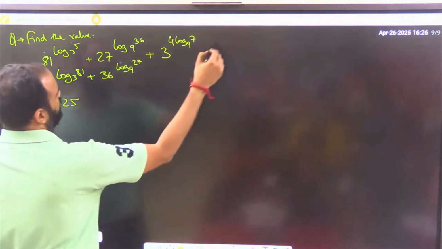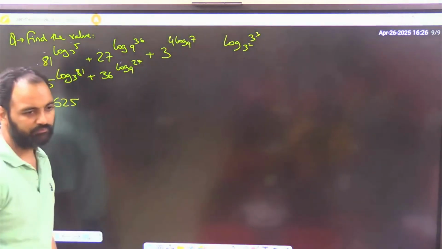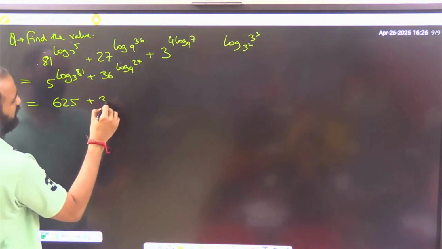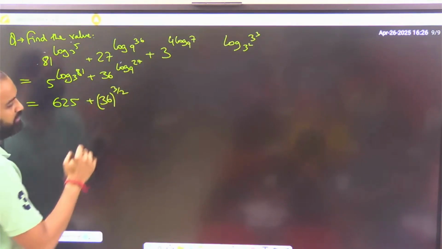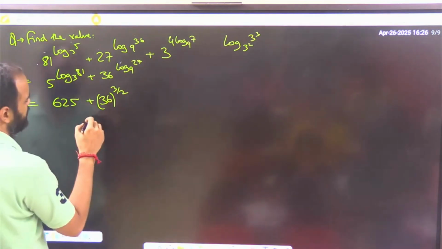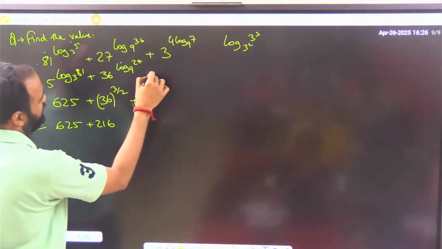Okay. Log of 27 to the base 9 is like 3 cube by 3 square, so 3 comes in the numerator, 2 comes in the denominator. What are we left with? Log 3 to the base 3. What will log 3 to the base 3 be? 1. So this gives 36 to the power 3 by 2. Now what will be 36 to the power 3 by 2? 216. So 625 plus 216. Okay, now come to the next one.